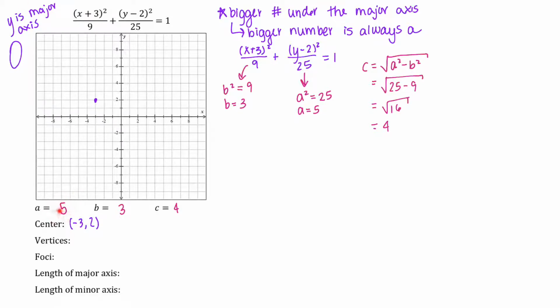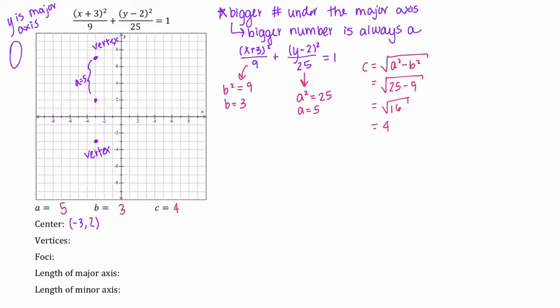So we're taking this a value and we're going to go up 5 units and down 5 units, and those points that we plot are going to be our vertices. So let's see. 1, 2, 3, 4, 5. That would be right here. Going down 5, there's 2, 3, 4, 5. Right. This distance right here is A, which is 5. So this right here is a vertex. Down here, this is a vertex.